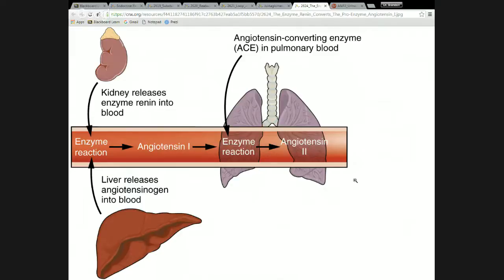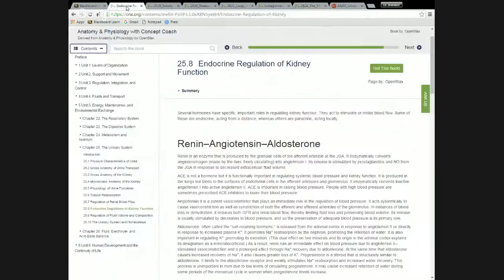What was the word I just used? Potent vasoconstrictor. Also, angiotensin will cause the release of aldosterone from the adrenal cortex. Aldosterone is a steroid hormone. It's a mineralocorticoid, and its release is tied to angiotensin II levels. What it does is it tells the kidney to retain sodium.